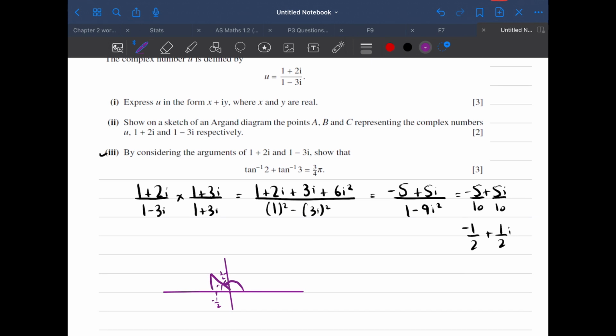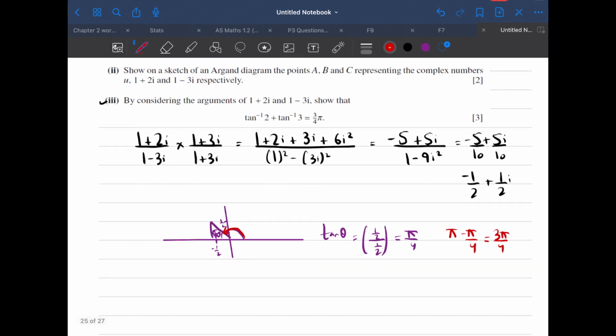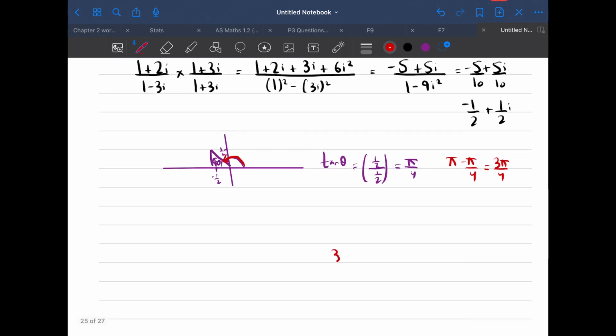How will you get this? Tan theta is equal to 1 upon 2 divided by 1 upon 2. That's what? Pi upon 4. So this part is pi upon 4. The argument is the shortest angle from the starting point. So this will be pi minus pi upon 4. That's what? 3 pi upon 4. First of all, write this on a side.